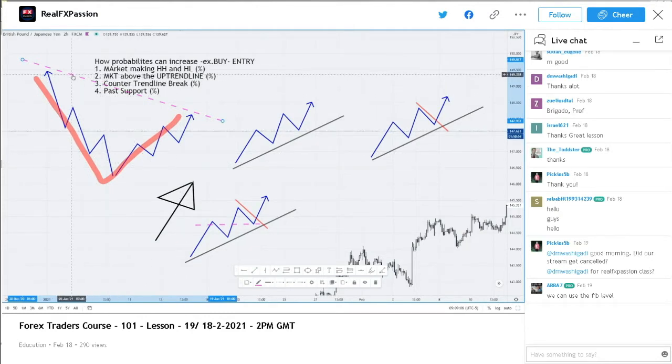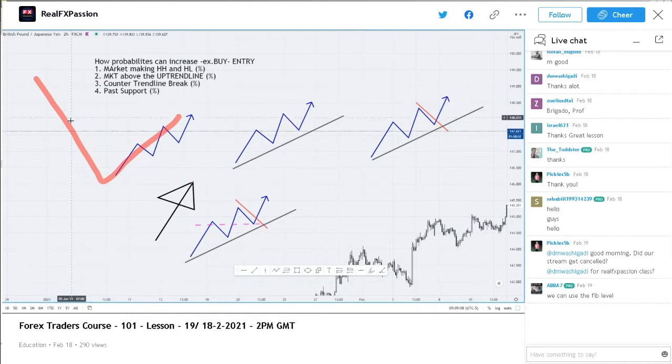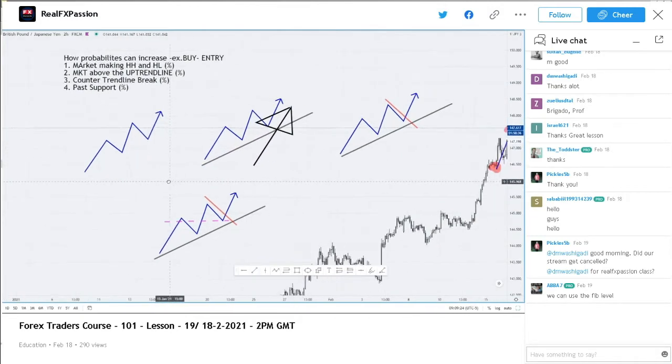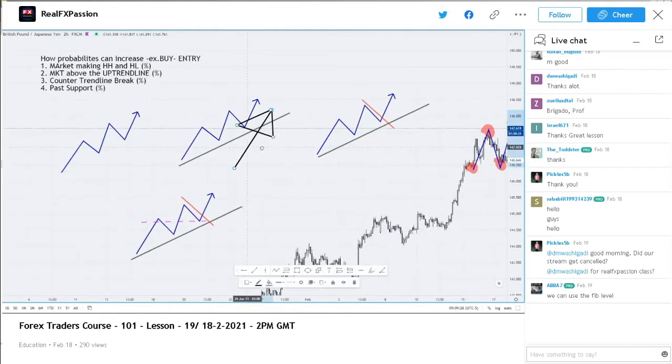So in order to have a better chance, a better probability, we can implement something. I'm still going to buy the market, but the market is going to make higher highs, higher lows above the uptrend line. So this will be to enter at the correct time. Talking about timing, I'm going to enter at the counter trend line break, right?